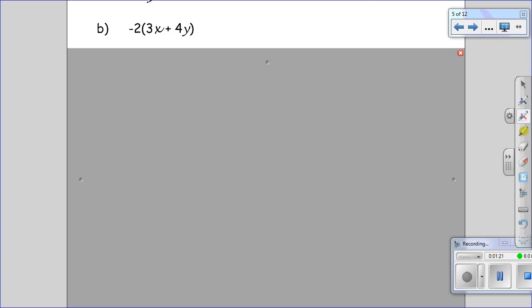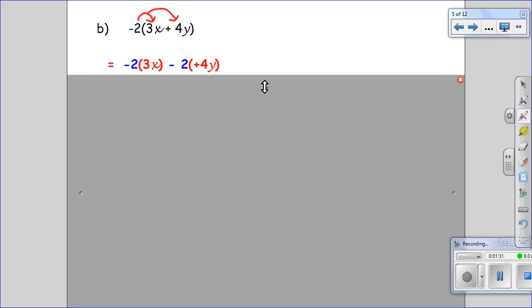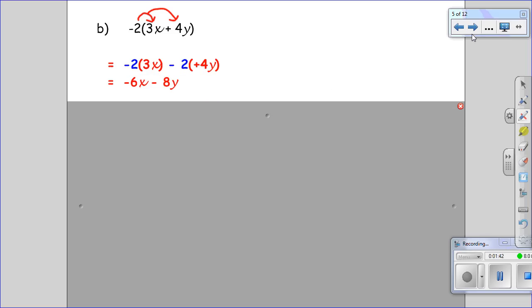Negative 2 times 3x plus 4y, again, the same thing, negative 2 times 3x, and also negative 2 times positive 4y. Again, I can write that step out if it makes it easier for me to remember. A negative 2 times positive 3x is negative 6x. Negative 2 times positive 4y is negative 8y.